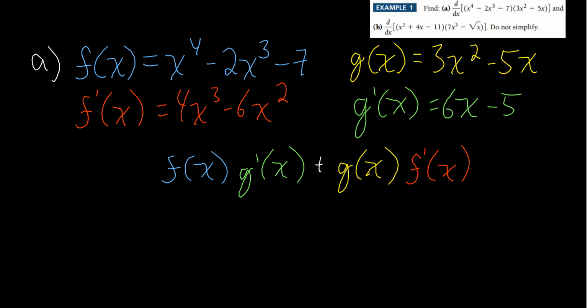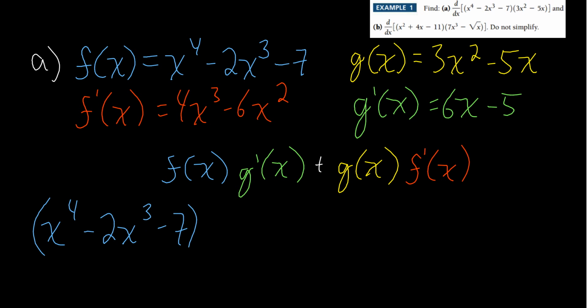So let's go ahead and write that. So f of x is x to the fourth minus 2x cubed minus 7 times g prime of x. Let's put this in parentheses here.